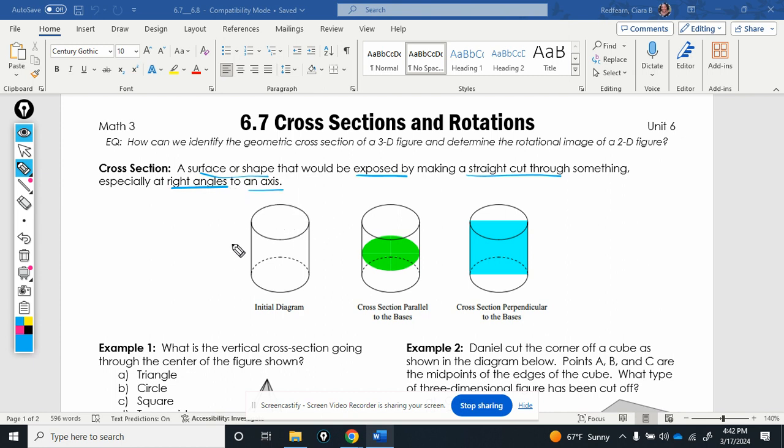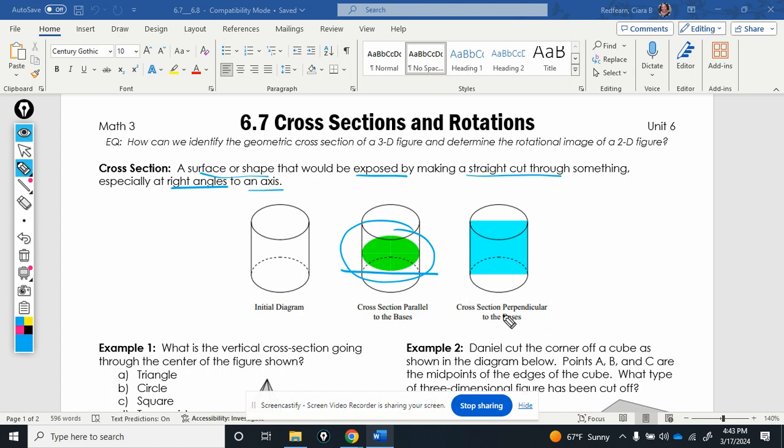All right. So our initial diagram here is a cylinder, and this cylinder is being cut parallel, meaning it's being cut left to right, which is parallel to the base. Okay, the base is at the top and the bottom. You have a base, one at the top, one at the bottom. All right, so it's being cut parallel there. So if it's cut parallel to the base, it's gonna form a figure when you take the top off, and that figure shown here is a circle. That is the cross section that comes from it being cut left to right parallel to the base.